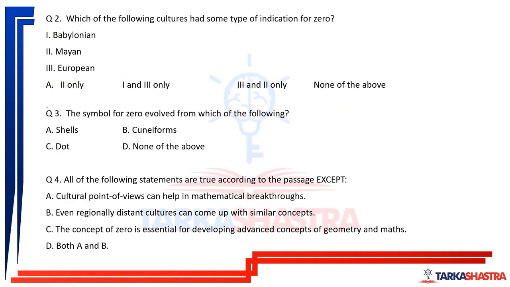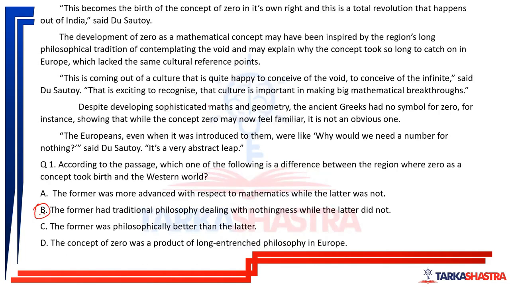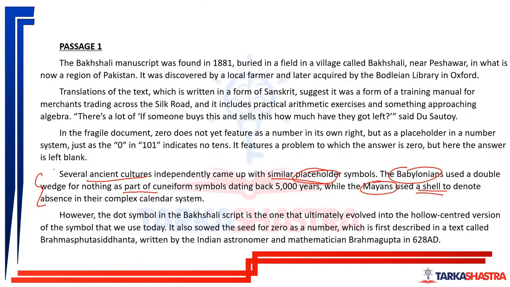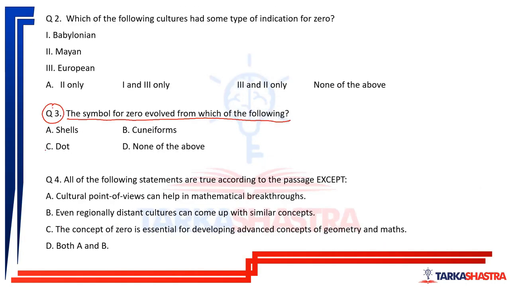Let's take a look at the next question, question number 3. The symbol for zero evolved from which of the following? This has been typically mentioned here. The dot symbol in the Bakshali script is the one that ultimately evolved into the hollow centered version of the symbol that we use today. Okay, so the answer should be dot. Though these were used as representations in other cultures, the one that eventually evolved to today's symbol is basically from the dot.